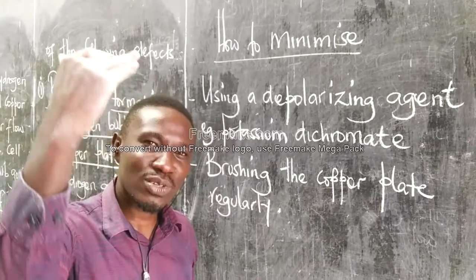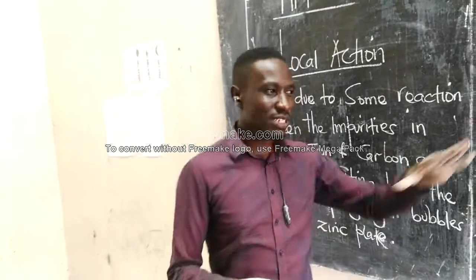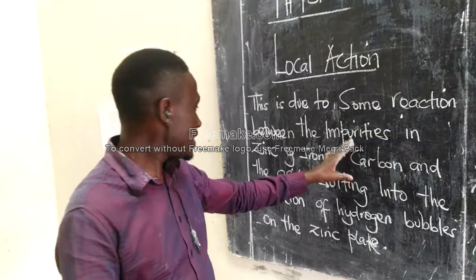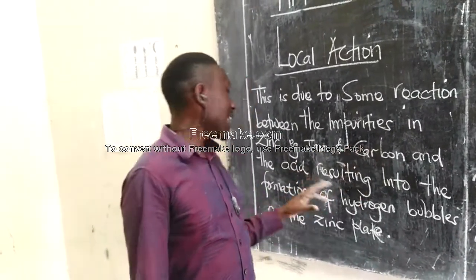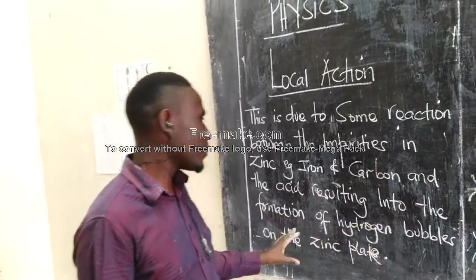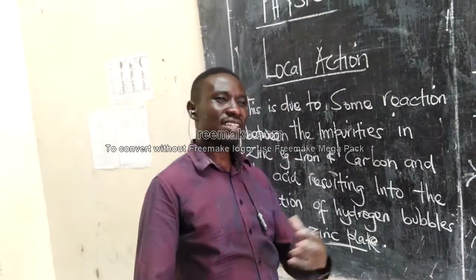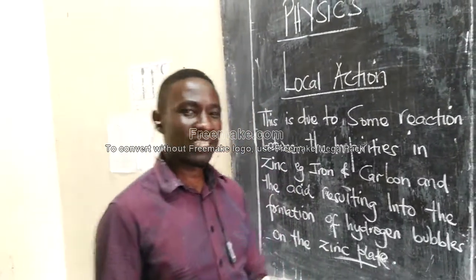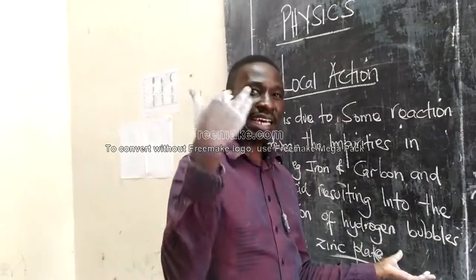So let's look at what we call local action. Here we are saying that it is due to some reaction between the impurities in zinc, e.g. iron and carbon, which react with the acid, resulting in the formation of hydrogen bubbles on the zinc plate, or which result in the formation of tiny local cells on the zinc plate, which tend to insulate the zinc plate from the electrolyte.